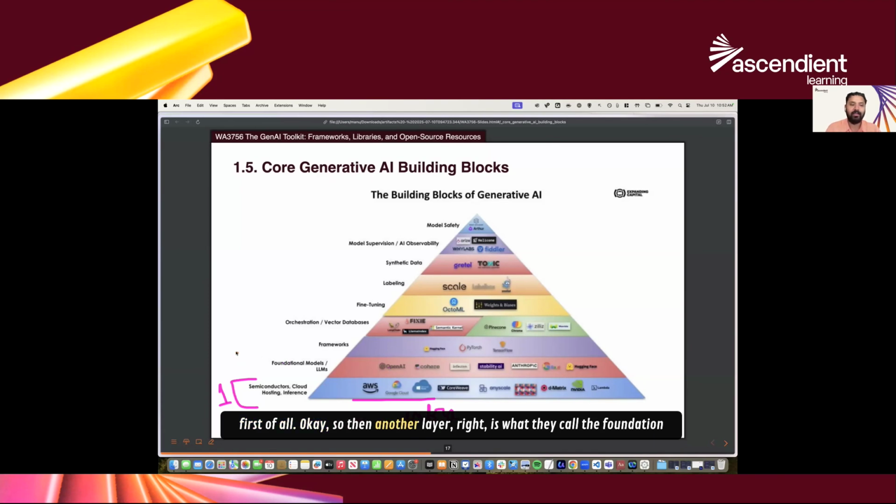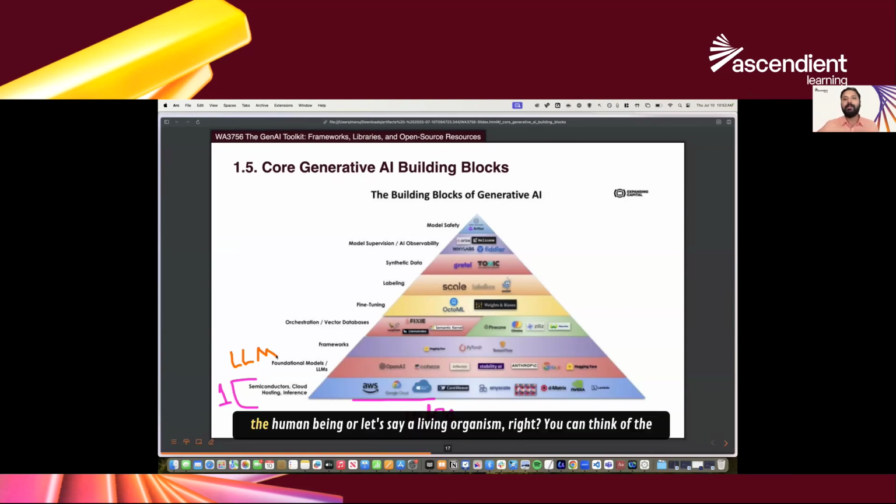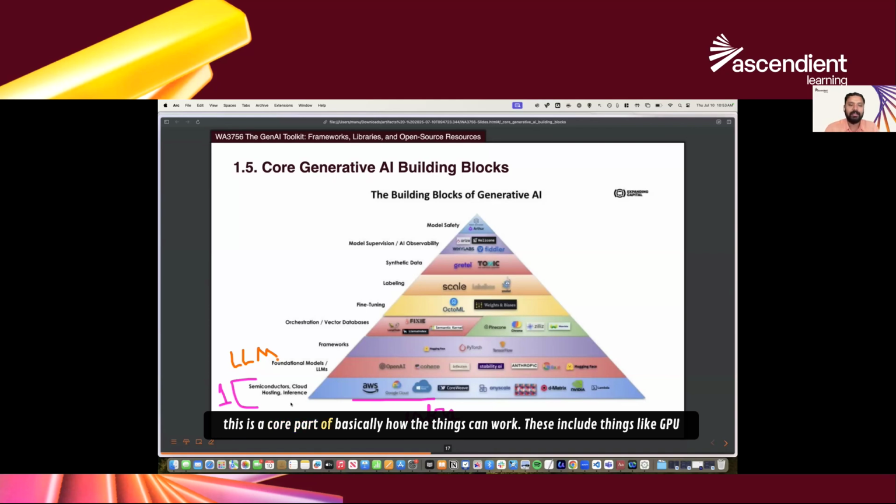Okay, so then another layer is what they call the foundation model, which is: what brain are we using? What LLM are you using? You can think about the analogy of a human being, or a living organism. You can think of the semiconductor as the bones, because if the bones aren't there, you have absolutely zero structure. Everything is a mishmash of organs that just falls apart. There's no separation. It's a mess. So you can think about the infrastructure as the solid foundation. It's like the bones, the connective tissue at some level, and this is a core part of how things can work. These include things like GPU clusters.